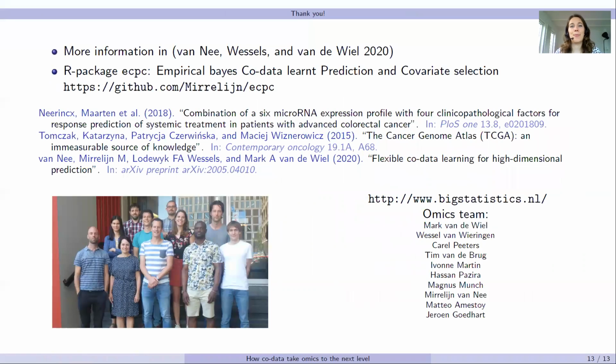Now, if you want more information, then you can go to the arXiv paper or ask me. And there's an R package available on my GitHub account. So if you want to try it out yourself, it's easy peasy.